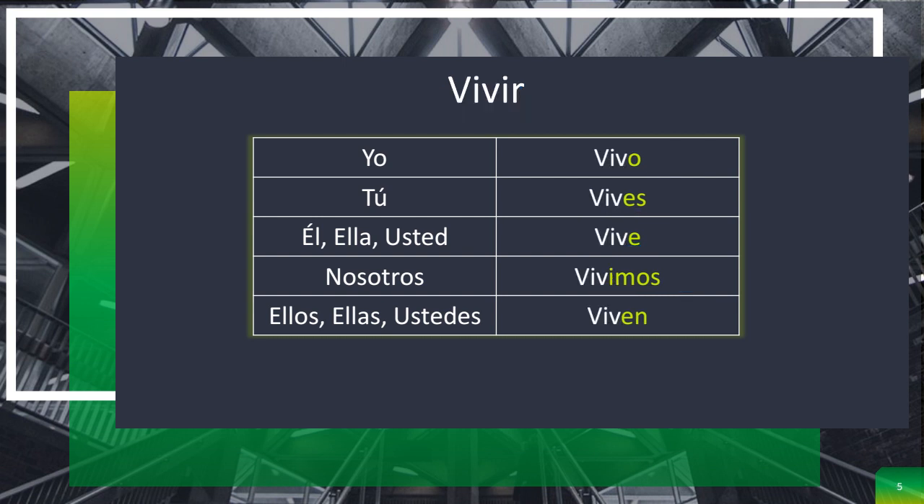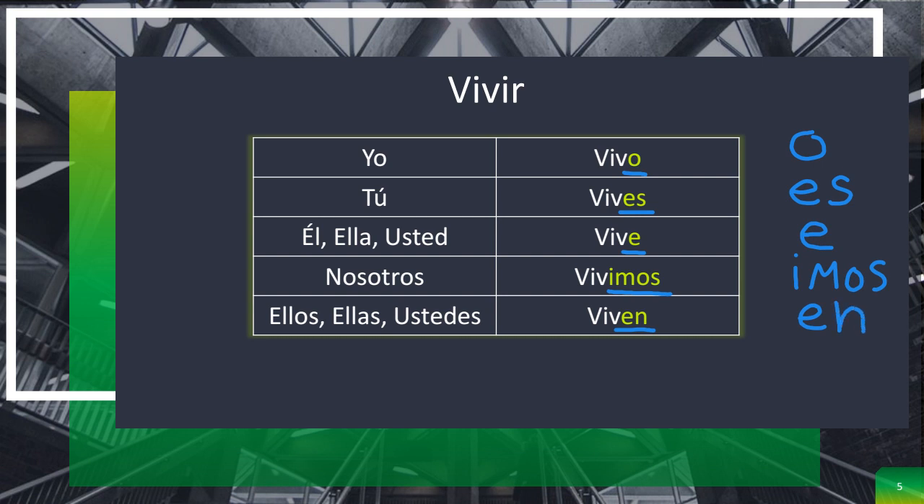And finally, for all of your regular verbs that end in IR, you're going to add the endings O, ES, E, IMOS, and EN. So you can write these in your notes. You've got O, ES, E, IMOS, and EN.